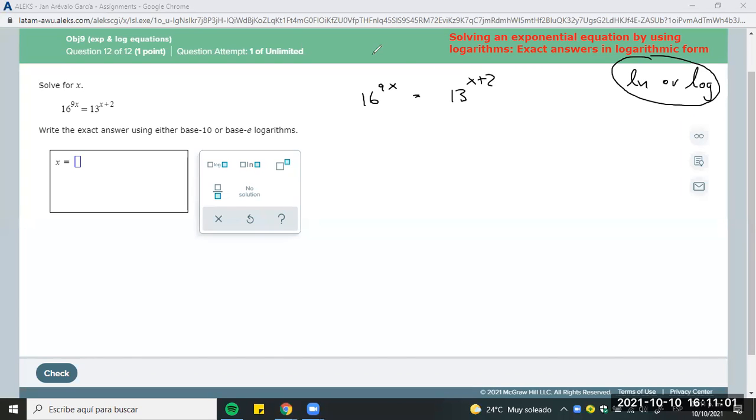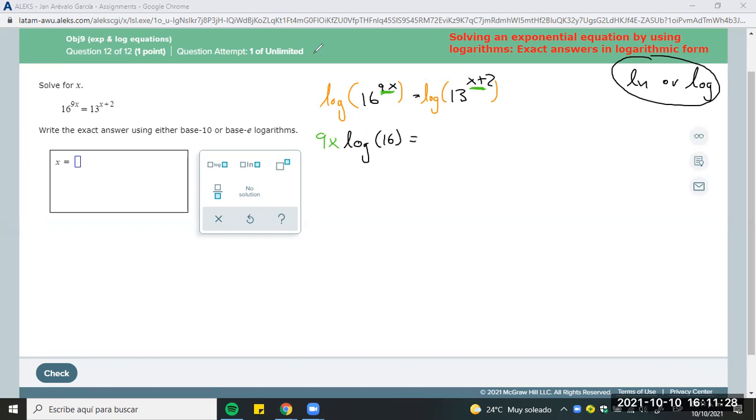And what I'm going to do is apply the logarithm base 10 on both sides of the equation. That is valid as long as we do it on both sides of the equation. You cannot do that on just one side of the equation. That is useful because we can take the exponents out of the expression. So it will be 9x times the logarithm base 10 of 16.